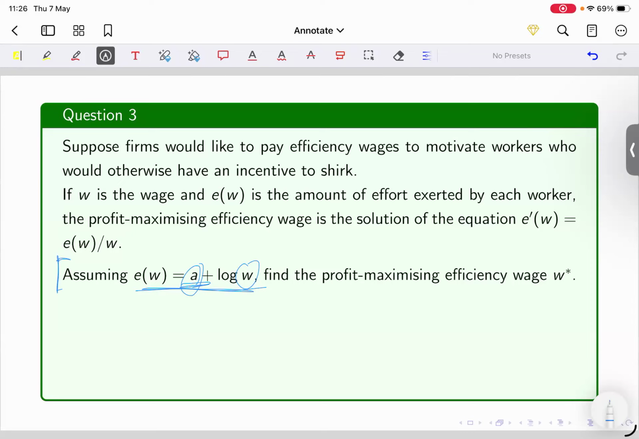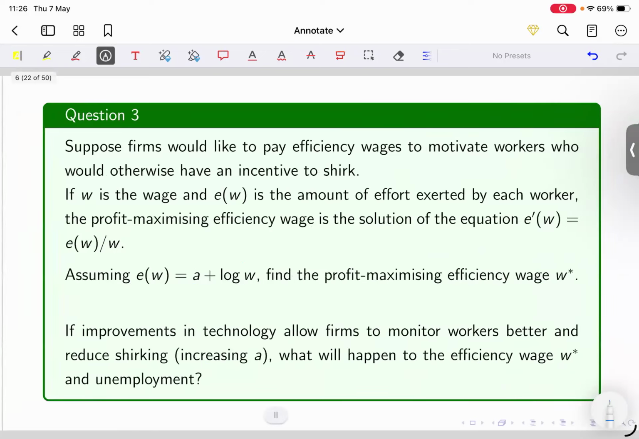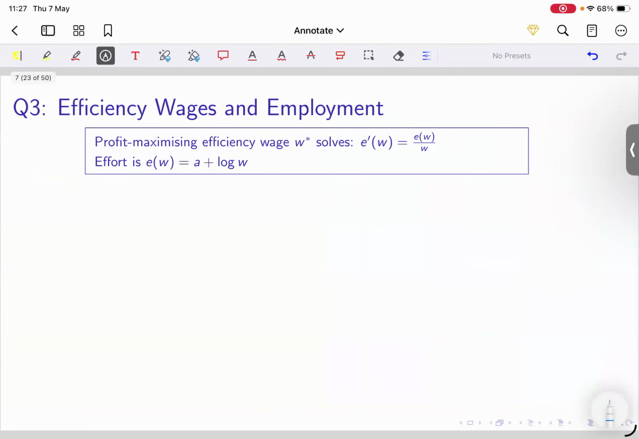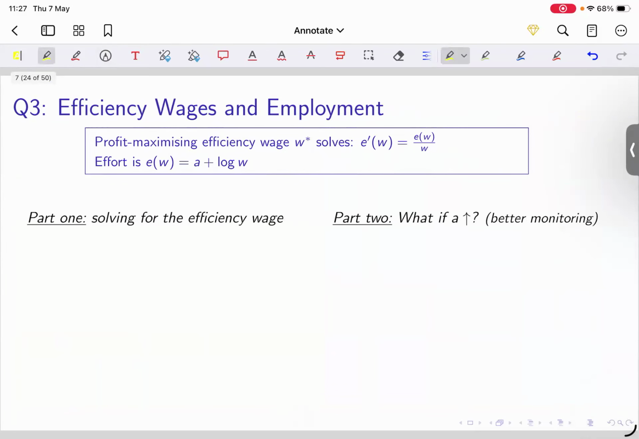First of all, this is part one of what we need to do. We need to find the efficiency wage, which we're told up here solves this equation. Then part two, we'll split it in two. We need to think about what happens when I'm better monitored. So if A increases, what will happen to the efficiency wage W, which we just found in part one, and to unemployment? Now I reported the information that we're given so that we can use it, and now we'll approach parts one and two.